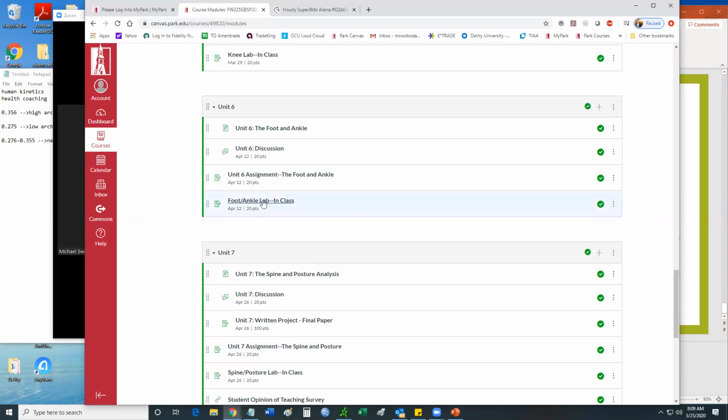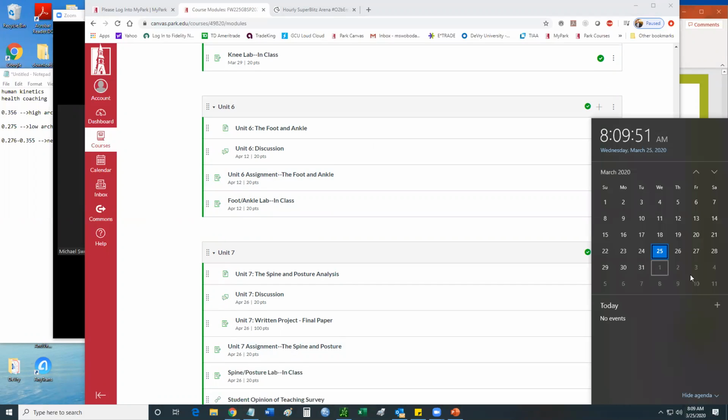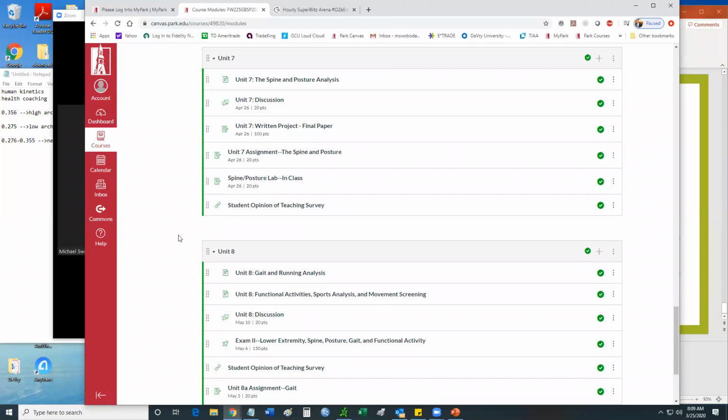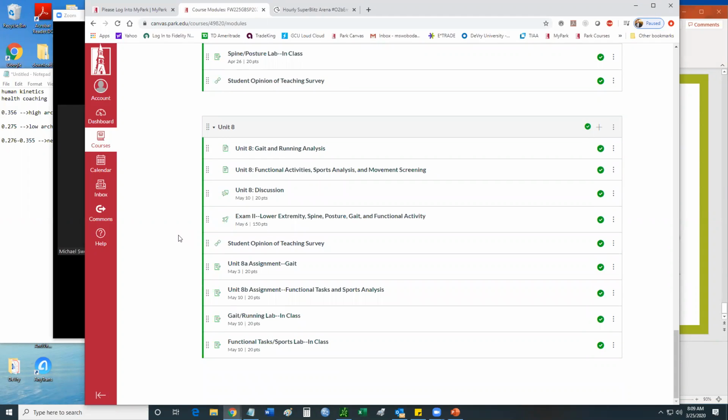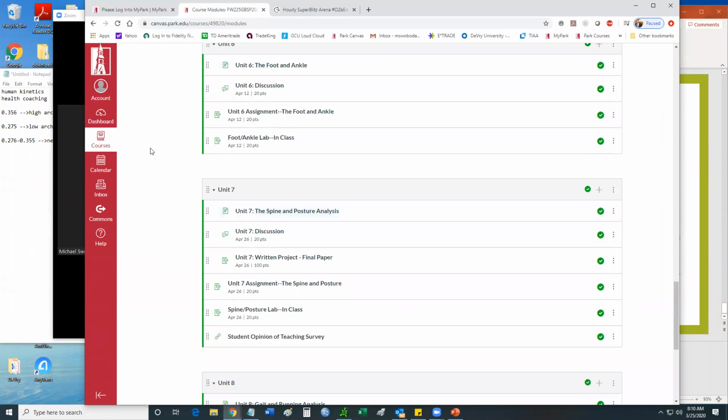So we might actually get this wrapped up, hopefully by around the 6th. And that'll give us some extra time to get into the last stuff. Most likely what I'm going to be doing is eliminating this part of Unit 8, which is the functional activity, sports analysis, and movement screening. I might cover it like the last week of class, but I'm not so concerned with you guys knowing all of that. What I really want to make sure we do is get the gait analysis in, as well as the spine.